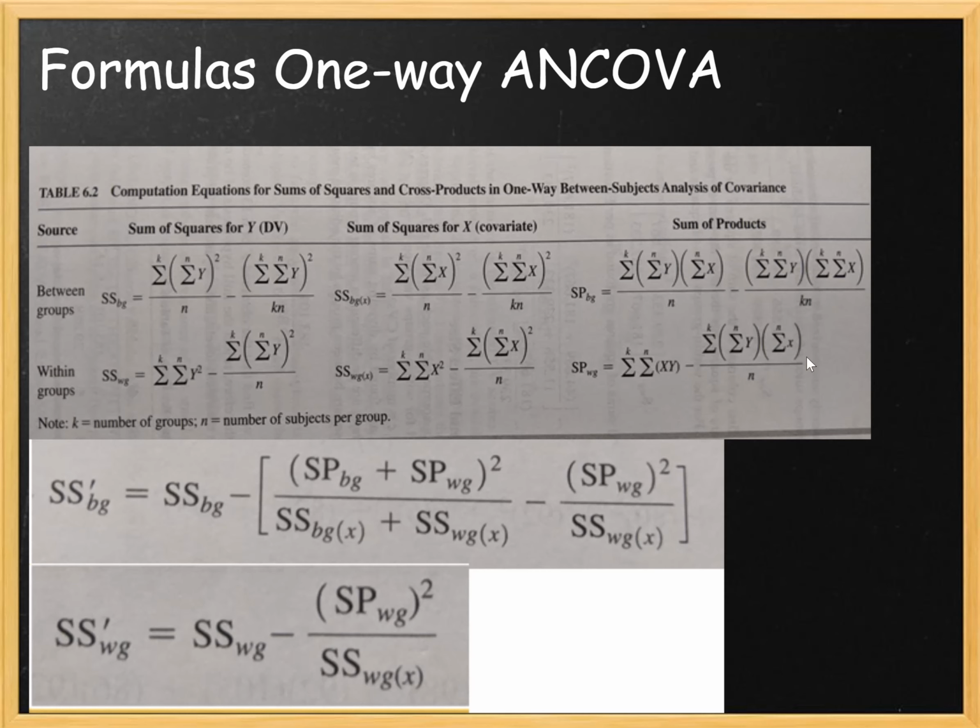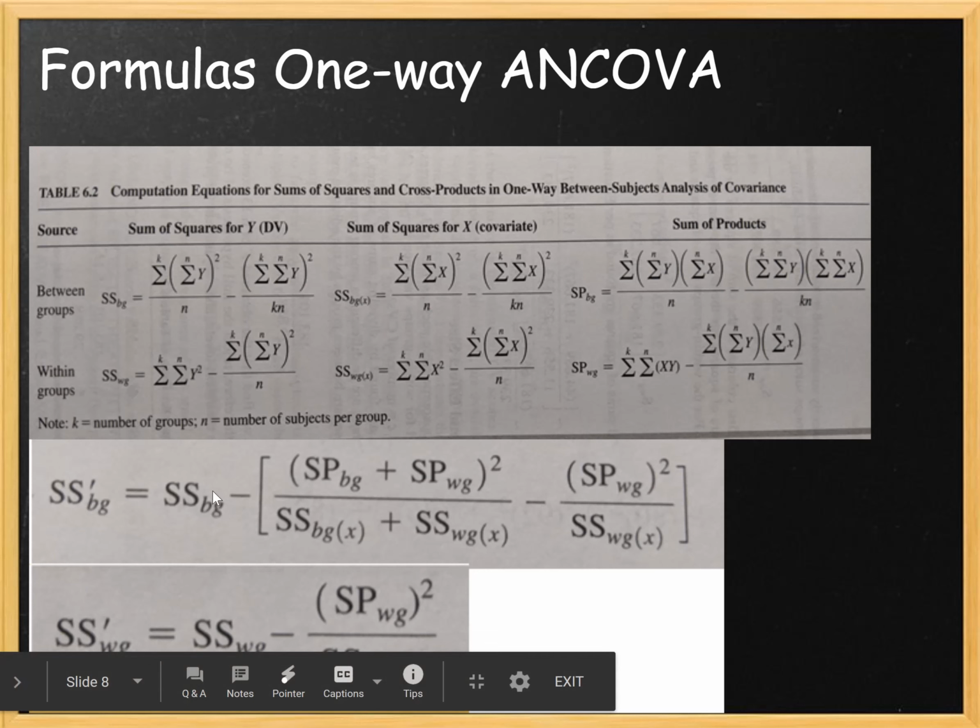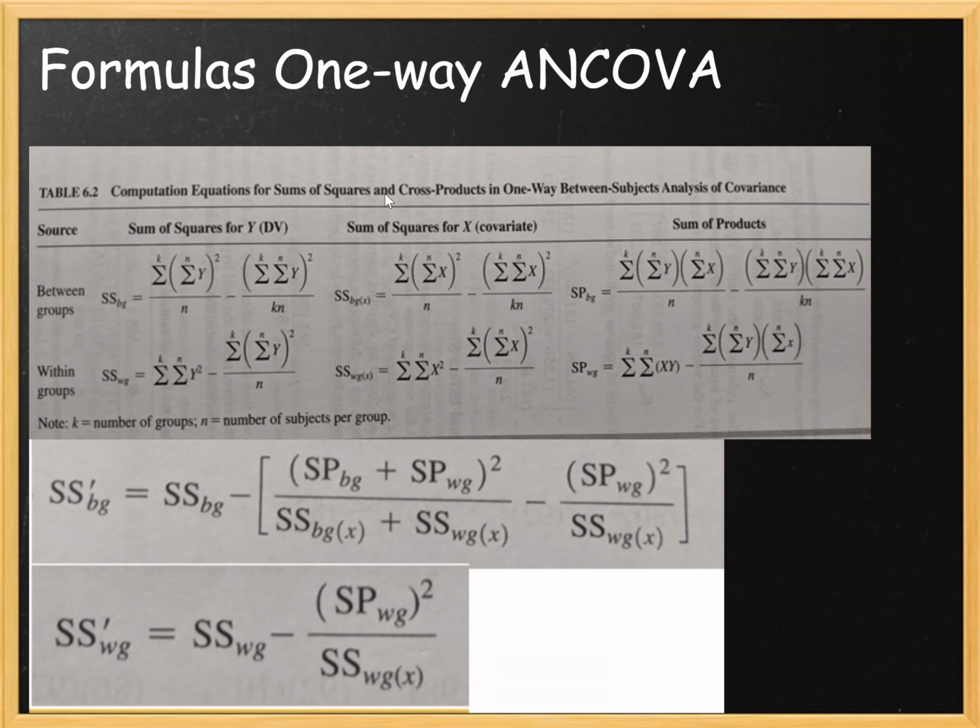And we use these various sums of squares and cross products to create corrected sums of squares. So in a one-way ANCOVA, we'd have a corrected term for sums of squares between, or effect, and a corrected term for sums of squares within, or error. And we would use those corrected terms to conduct the actual analysis.